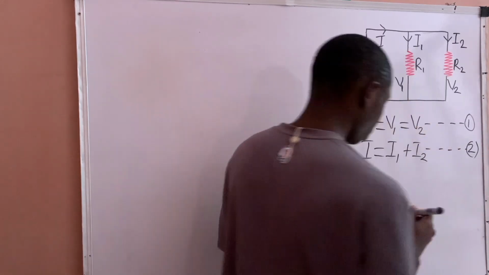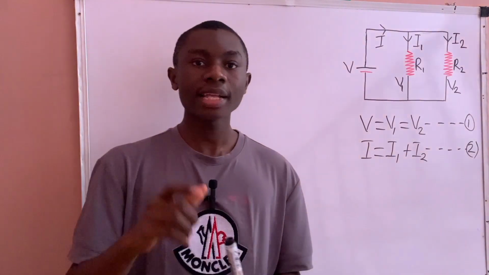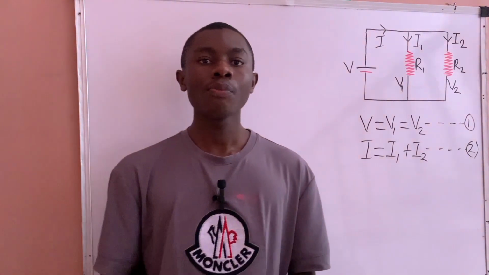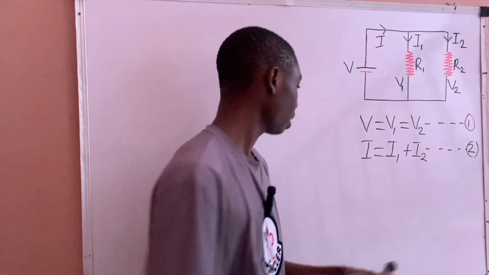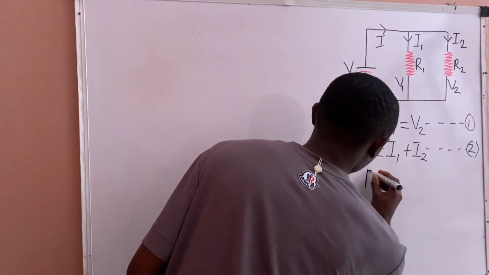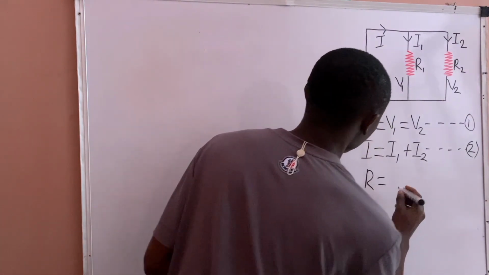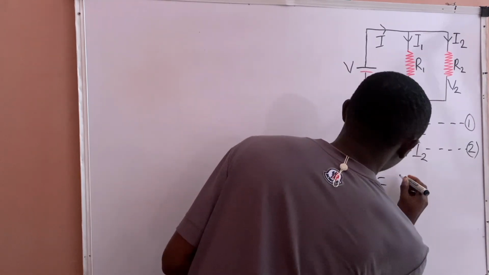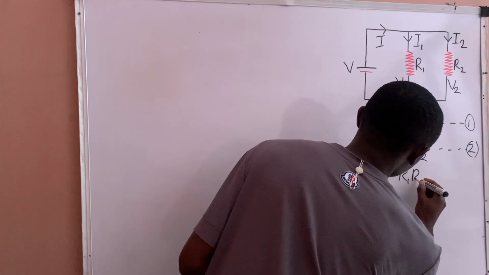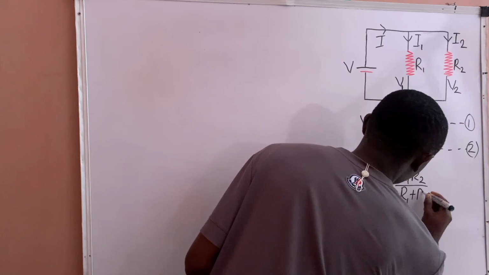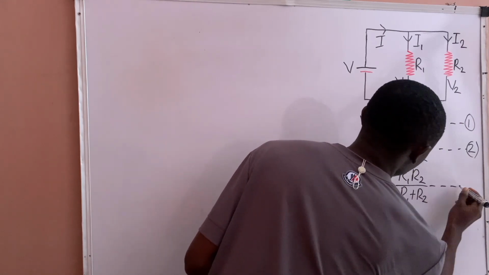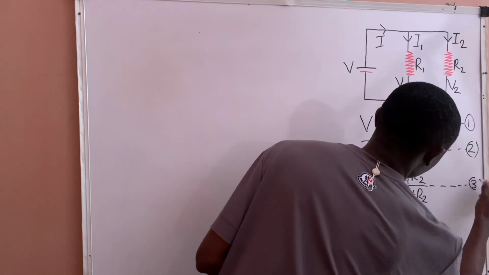We can call this equation 2. We also know that the standard formula for calculating the total resistance in a parallel circuit is given by R_T, which is R, equal to R1 R2 all over R1 plus R2. We can call this equation 3.